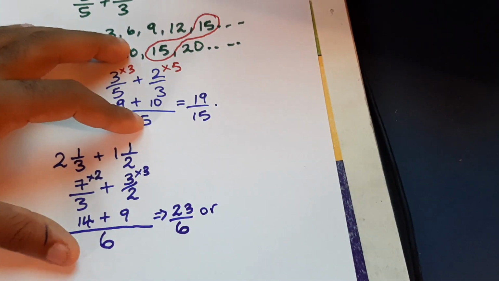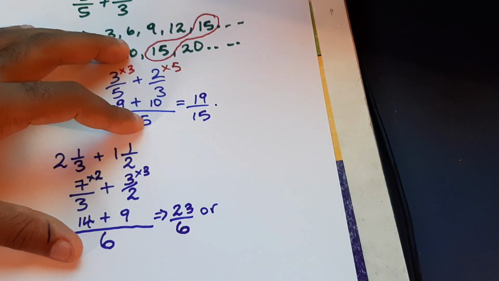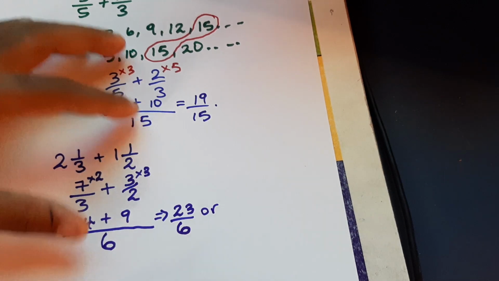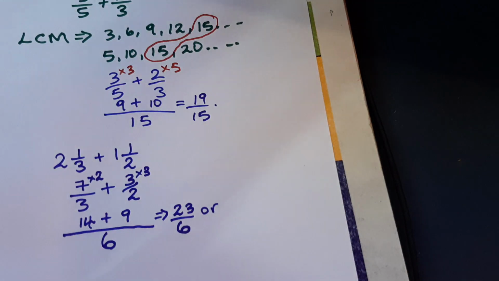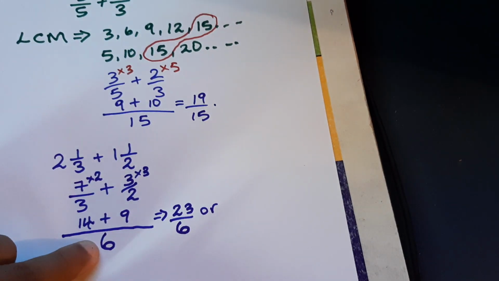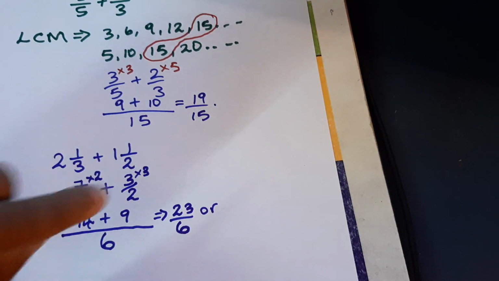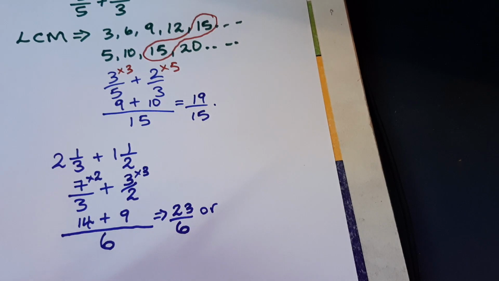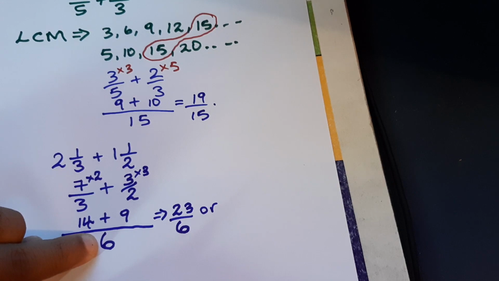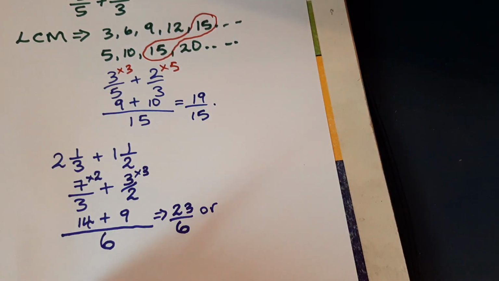We can change it to a mixed number. So after we had the mixed numbers as the question, what did we do? We used the technique to change the mixed numbers to improper fractions. Then we found the LCM, which was 6. Remember, if you don't know how to find the LCM, all you need to do is find the multiples for the denominators. After we found the multiples, we realized that 6 was the LCM.